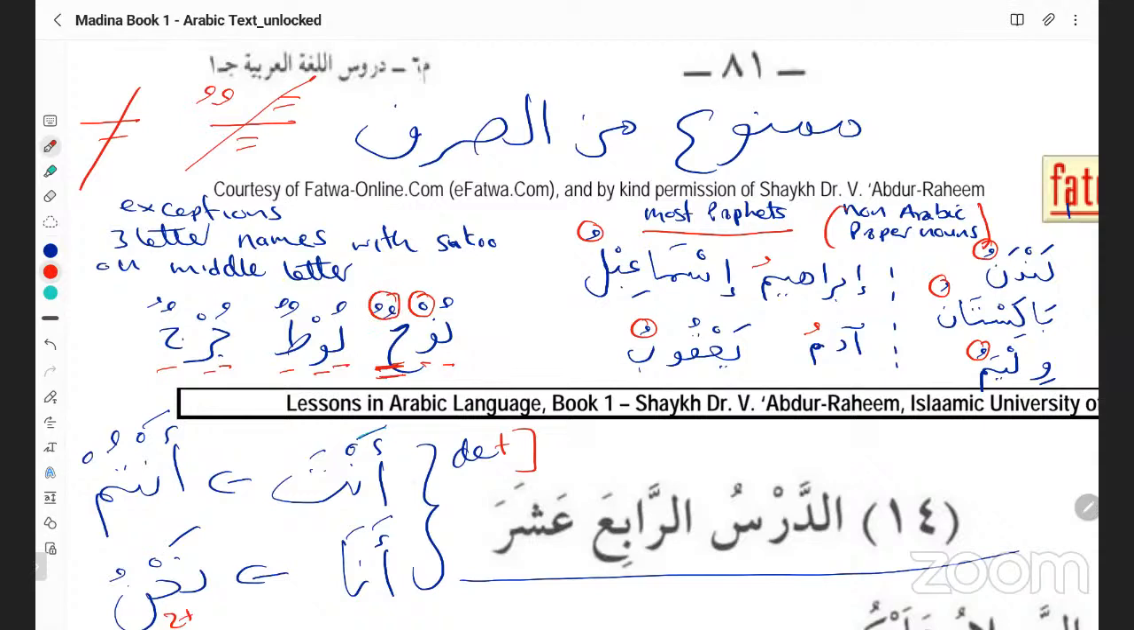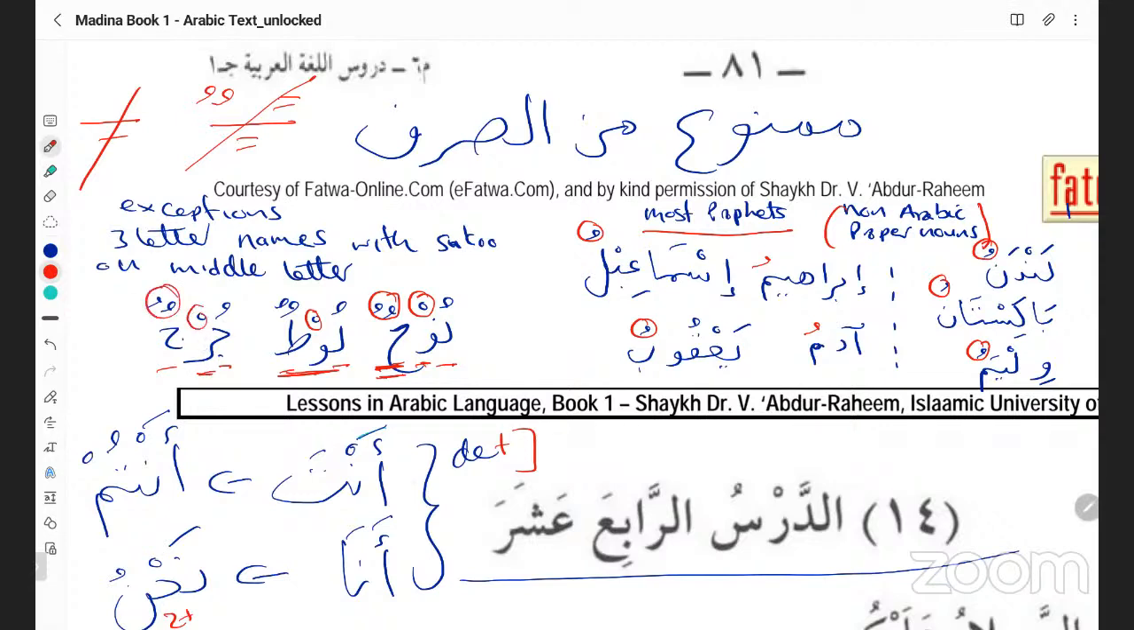Even though Noah is not an Arab proper noun, because it is three letters and the middle letter has a sukoon on the waw, we will give him two case endings. Lut as well, middle letter has a sukoon, and therefore we give it two case endings. George is an English name. It's not an Arab name, we know that. The Arabs don't call themselves George. So George, the way you spell it in Arabic, because there is a sukoon on the ra here, we give it two case endings.